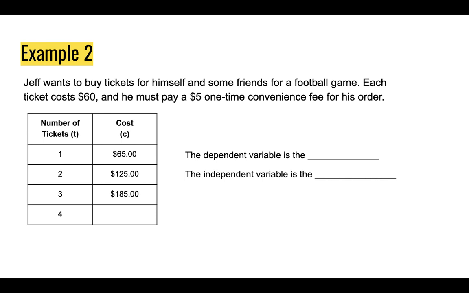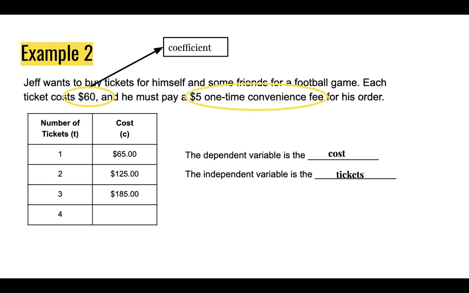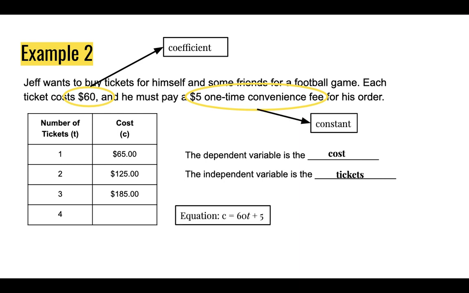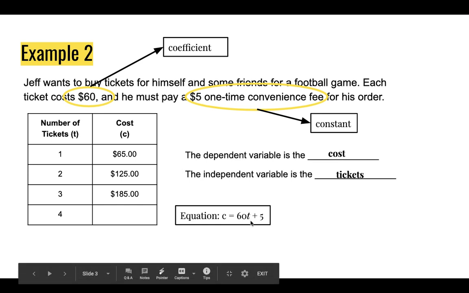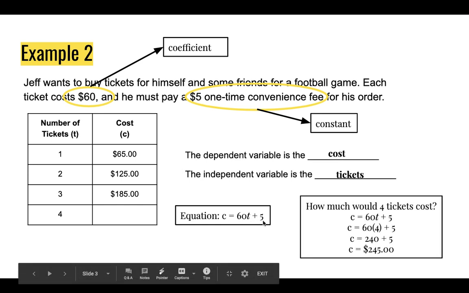In this situation, the dependent variable is again the cost because the cost depends on the number of tickets sold. Now let's take a look at this word problem carefully to come up with an equation we can use to represent it. The 60 is the coefficient because I'm multiplying the number of tickets by 60 every time. But I also have this $5 one-time convenience fee. Because I only have to pay this once, this is my constant. Therefore, an equation that I can use to represent this situation would be C, the cost, is equal to 60 times the number of tickets plus 5. Using this equation, I can determine how much 4 tickets would cost.